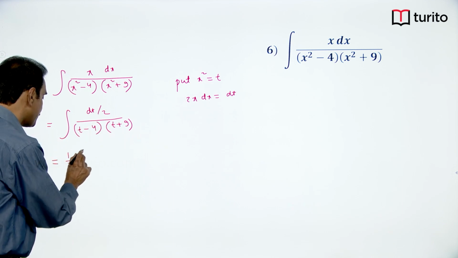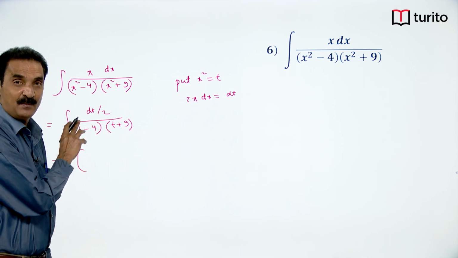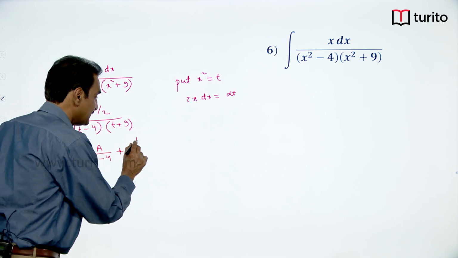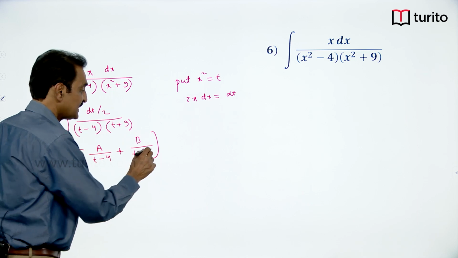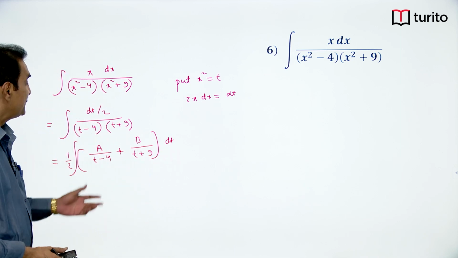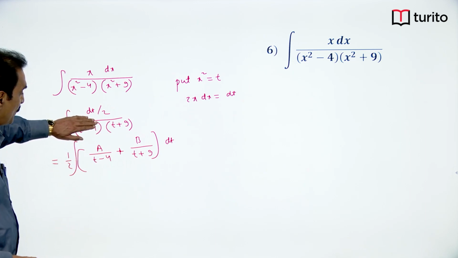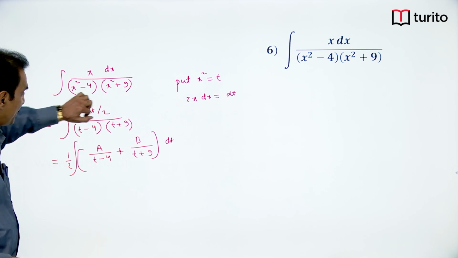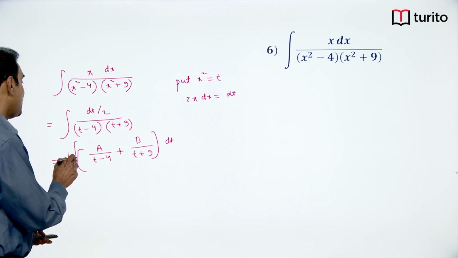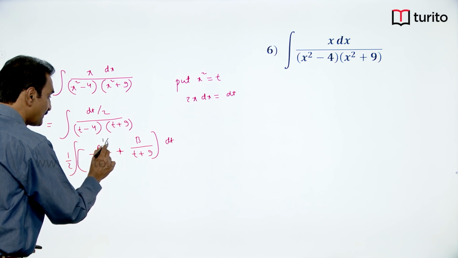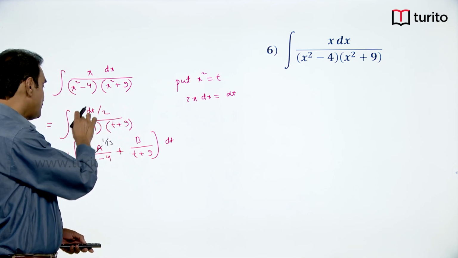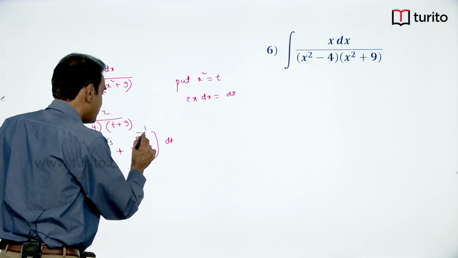Half into, write partial fractions, a by t minus 4 plus b by t plus 9, integral dt. Now, how to find the a and b? Covering t minus 4 and put t is equal to 4. 1 by 2 is already taken out. So, remaining is 1 by t plus 9. Putting t is equal to 4, how much you will get? 1 by 13. So, a is 1 by 13. And covering this t plus 9 and putting t is equal to minus 9, you will get 1 by minus 13, minus 1 by 13. So, b is minus 1 by 13.